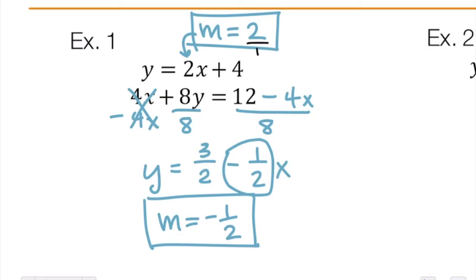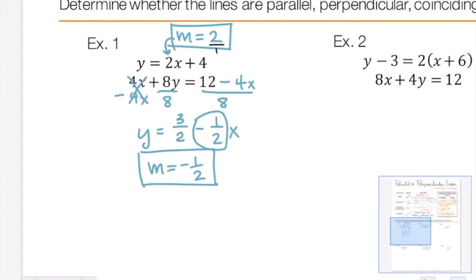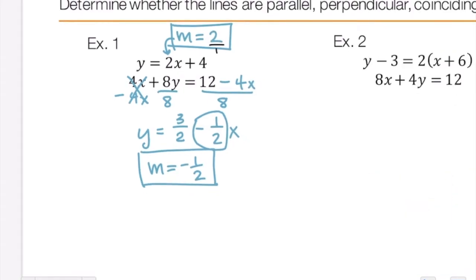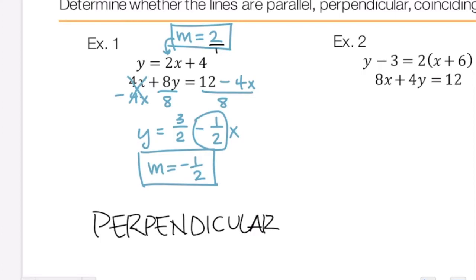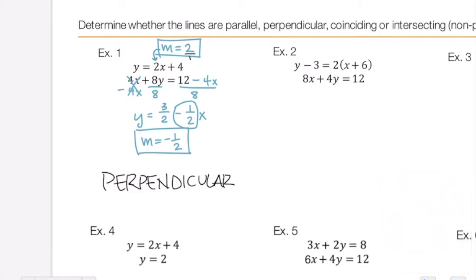So notice the two lines. One is positive, one is negative, and they're flipped. The first one is 2 over 1, and the second one is 1 over 2. So what does that tell us? That these two lines are perpendicular. And as I've mentioned before, we don't care about the y-intercept. Perpendicular lines can have the same y-intercept as each other or different ones.